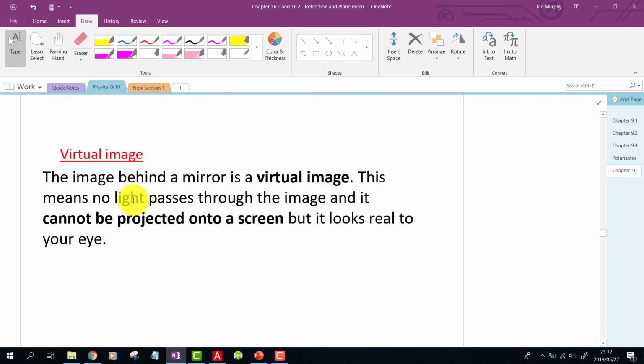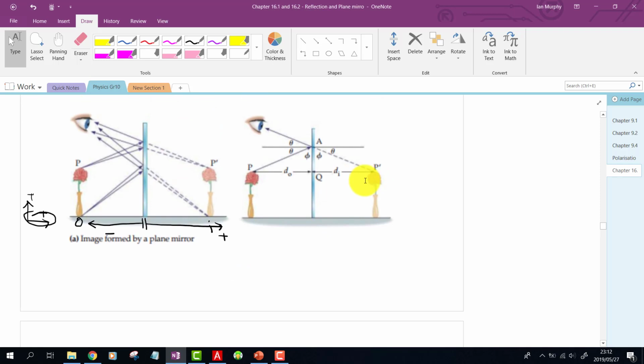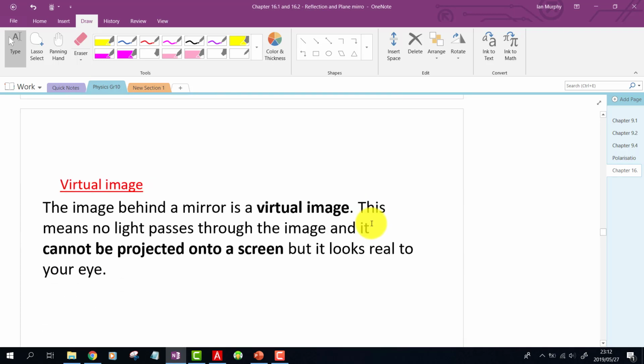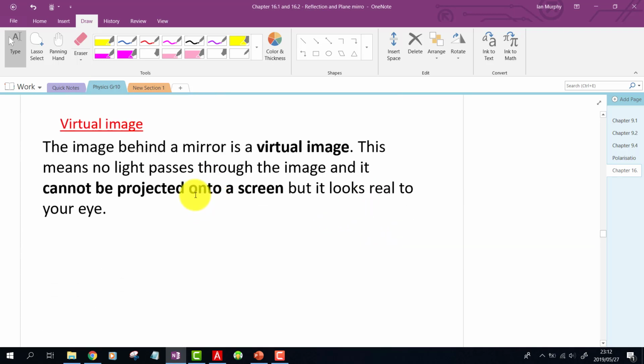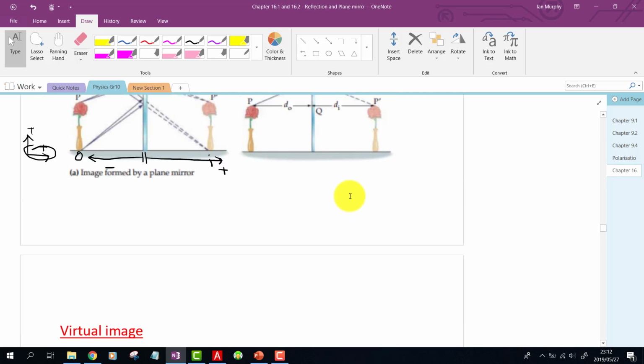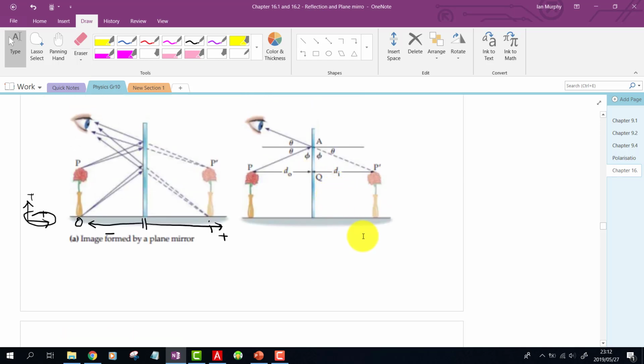Okay, so virtual image. The image behind the mirror is a virtual image. That's this one right here. And what does that mean? It means that light cannot pass through the image, and it cannot be projected onto a screen, but it looks real to your eye. If you look behind the mirror, you can't see it anymore. So that's why we call it virtual.